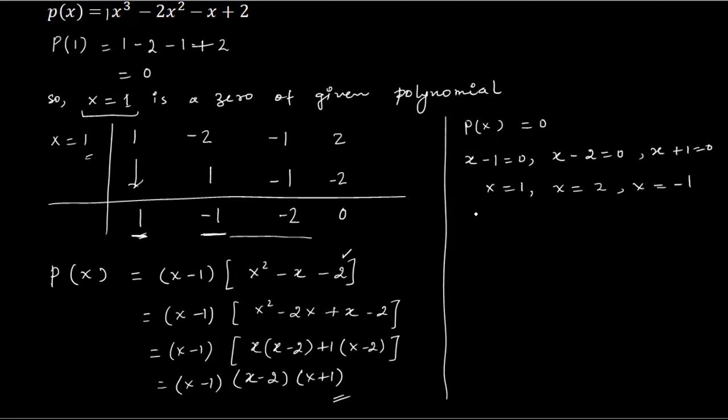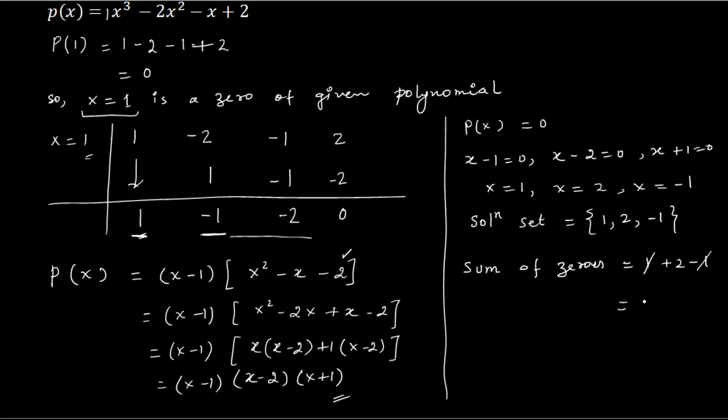So what is the solution set of the given polynomial? The solution set is 1, 2, and negative 1. How do we know whether this is correct or not? To check the answer, simply add these zeros. So the sum of zeros is 1 plus 2 minus 1. This is simply 2, and this 2 can be written as negative of negative 2 over 1.